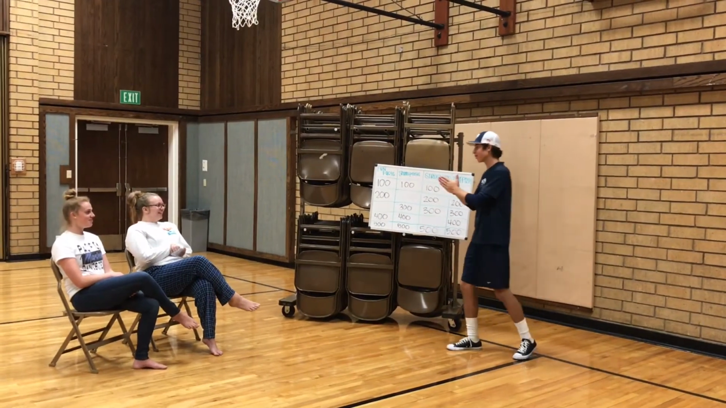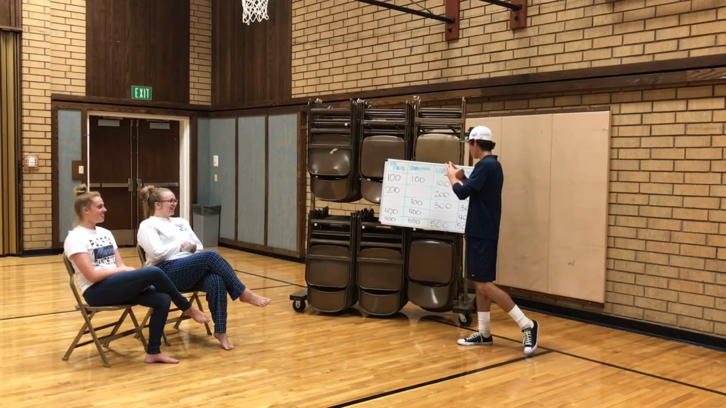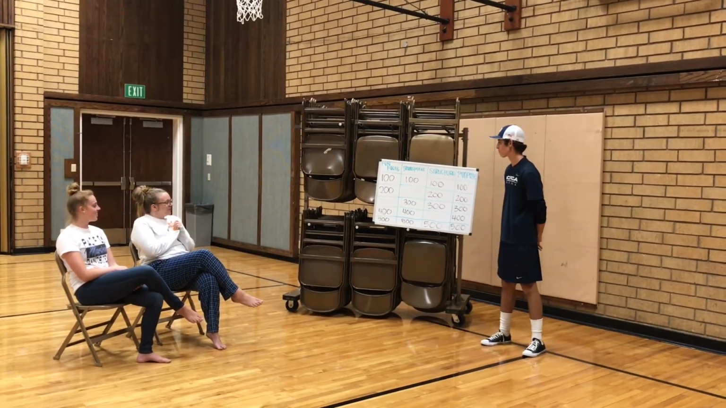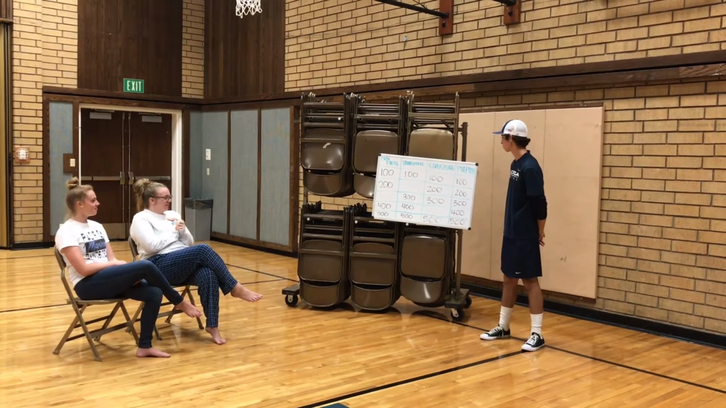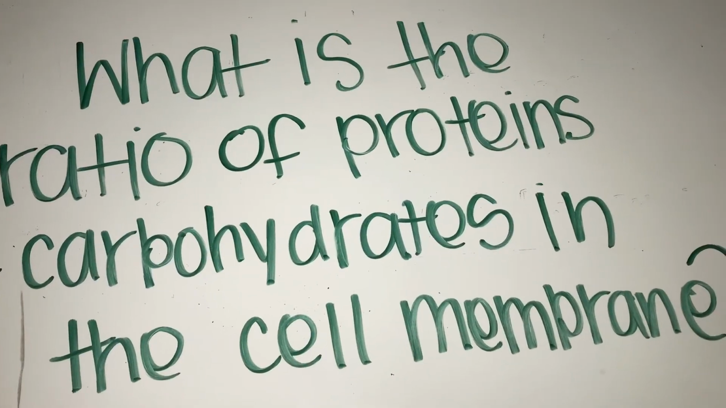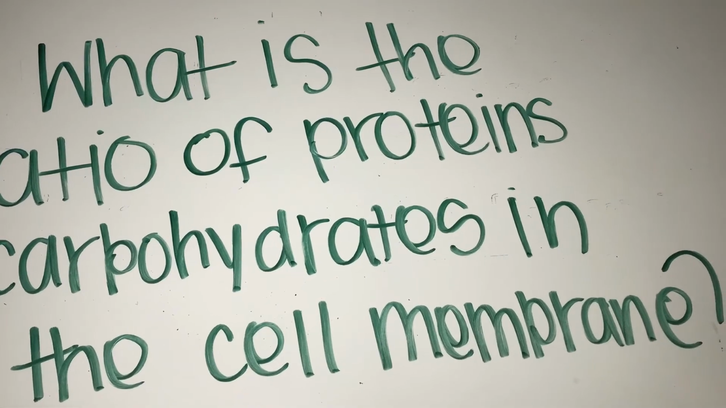Annabelle, you have now stolen Emily's points. Now, which one do you choose for an opportunity for more points? I'm gonna have to go with fun facts for 500. What is the ratio of proteins and carbohydrates in the cell membrane? What is the 50 to 10 ratio?